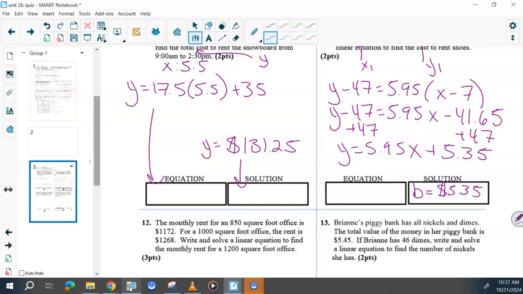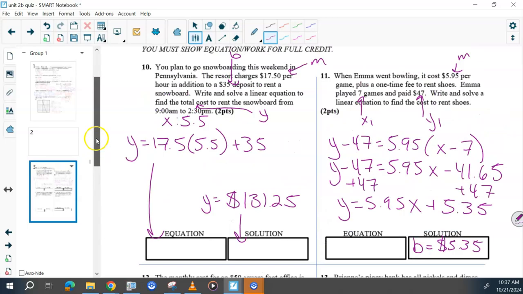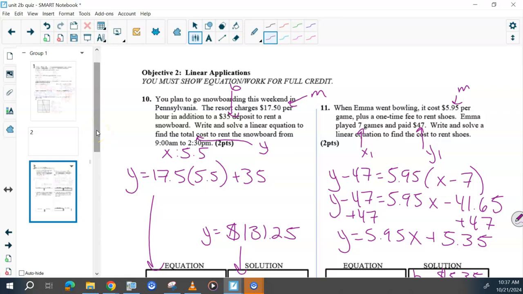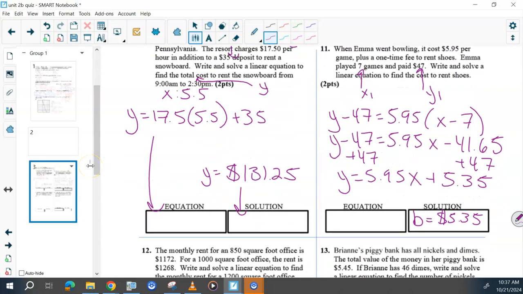Now, some of you were getting answers that were really high. If you went back and thought about this, you only have $47. So if you got something more than that, that should have told you something's off. Also, if you got something really expensive, if you haven't gone bowling, that's one thing. But if you've gone, shoes don't usually cost more than $10, if that. So keep those things in mind. These are real life type of problems. Do you have any questions about that one before we move on?